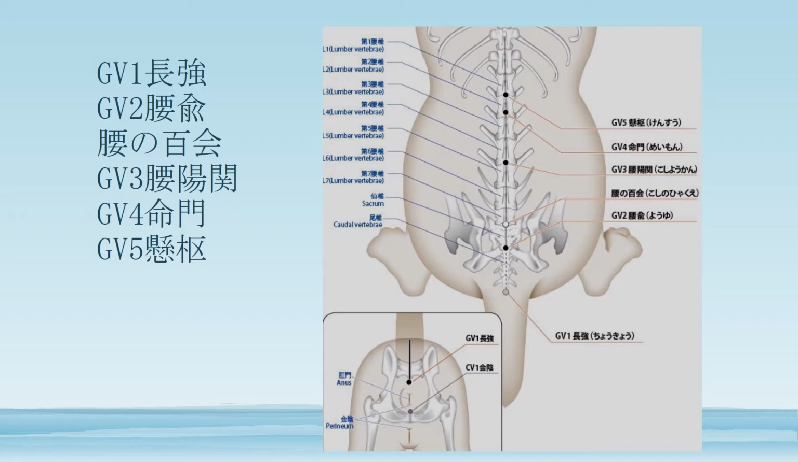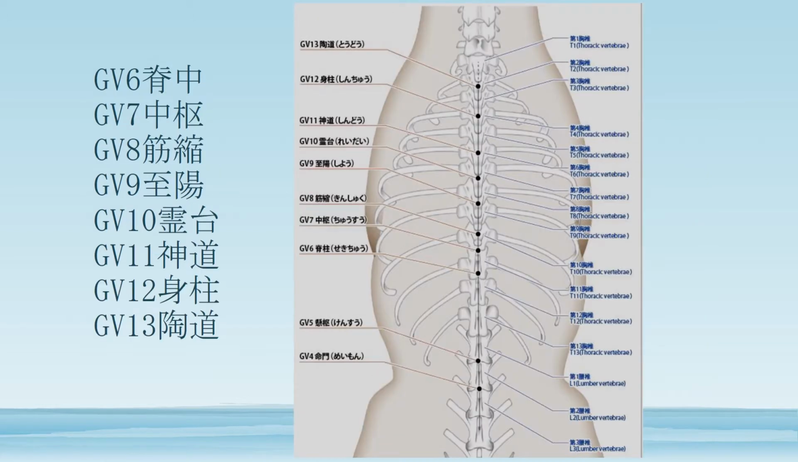Next is GV5. GV5 is in between the spinal process of the 1st and 2nd lumbar vertebra. Next, we'll look into the governor vessel acupoints that are on the thoracic region. GV6. GV6 is in between the spinal processes of the 11th and the 12th thoracic vertebra.